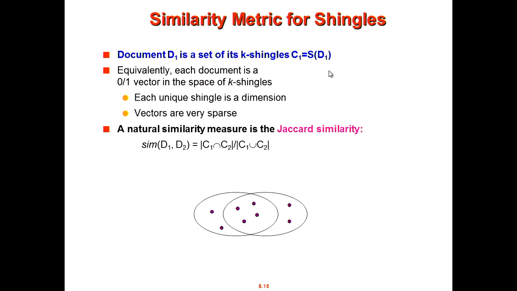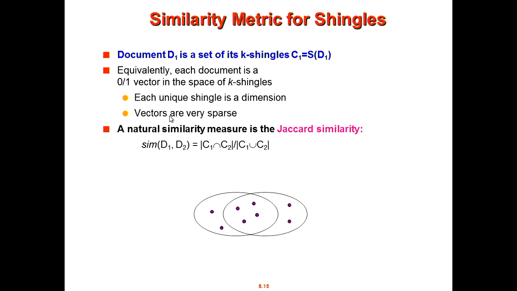Okay, so now the documents are represented by sets, right? So we can apply the Jaccard similarity or Jaccard distance to compute the similarity between the two documents, because now they are already set representations. So document D1 now is a set of k-shingles, C1, which is S(D1). Now, each document is a 0,1 vector in the space of k-shingles. Each k-shingle can be treated as one dimension in the space. Each unique shingle is a dimension now. And so in this representation, each document is a vector.